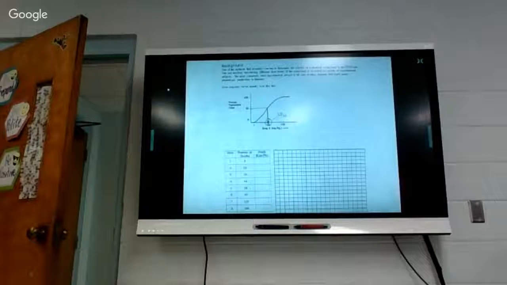We do this with brine shrimp or with water fleas, and we give them an environmental poison. So what we do is we give them really low doses and we count how many are left, and then we give them a bigger dose and count again, and we increase the dose until we kill them all. Then we figure out what the lethal dose is.